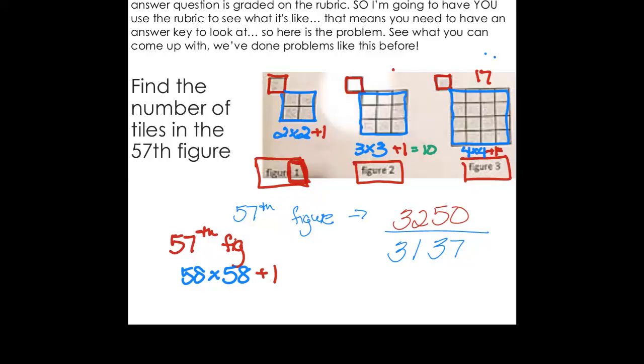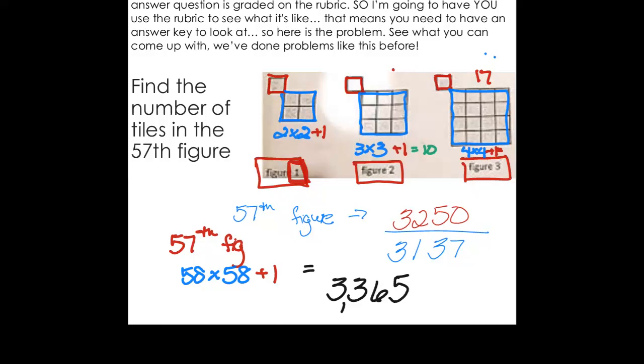Yes? Nod your head. Yes, that makes sense. No? Okay, so that means I would have a total of, somebody check on your calculator, 58 times 58 plus 1, 3,365. So, Cameron, you were really close.